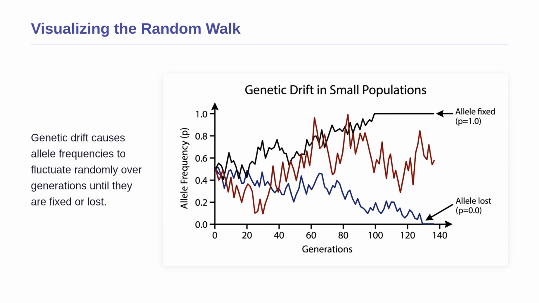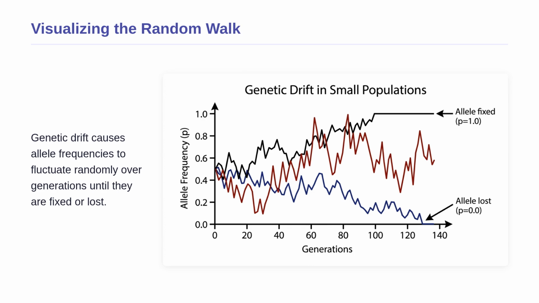To truly grasp how these probabilities play out over time, let us look at this diagram showing the random walk of alleles. On the horizontal axis, we have time, measured in generations, and on the vertical axis, we have the allele frequency, from 0 to 1. You can see several jagged lines, each representing a different population starting at a frequency of 0.5. Notice how wildly they fluctuate due to sampling error.